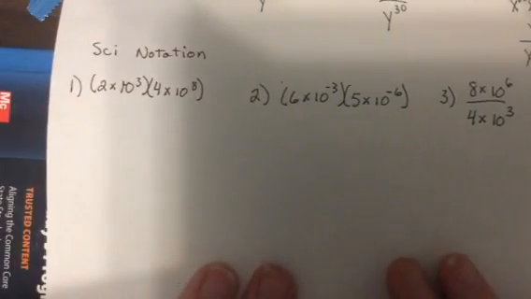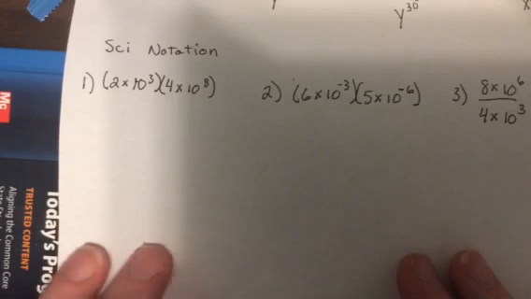Now, scientific notation, we have 2 multiplying ones, and we have 2 dividing ones. So, go ahead, do those 2, and then we'll move over to the dividing.